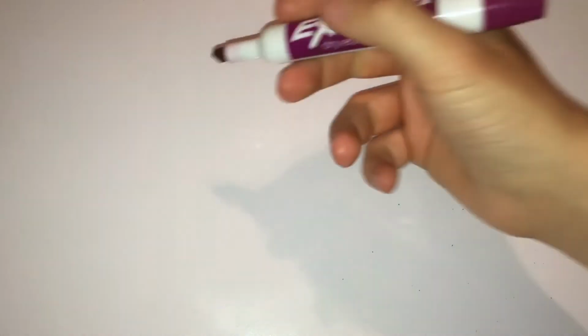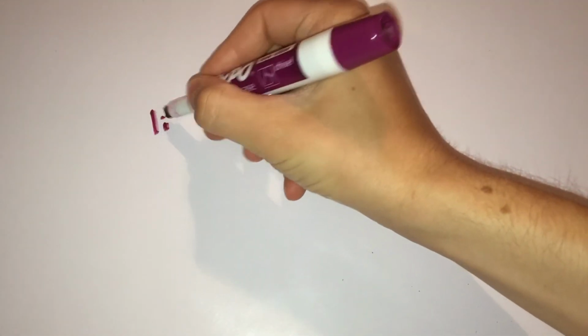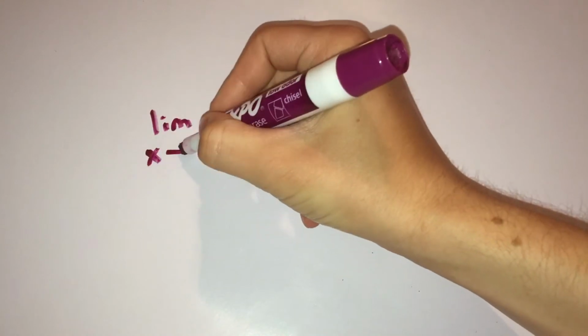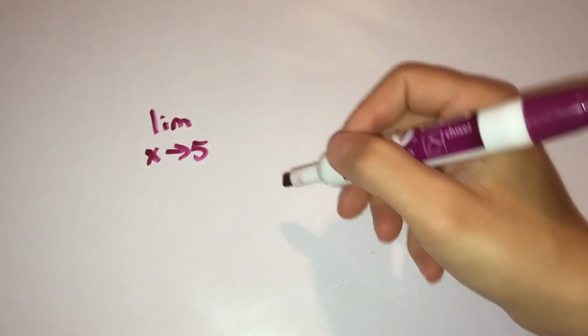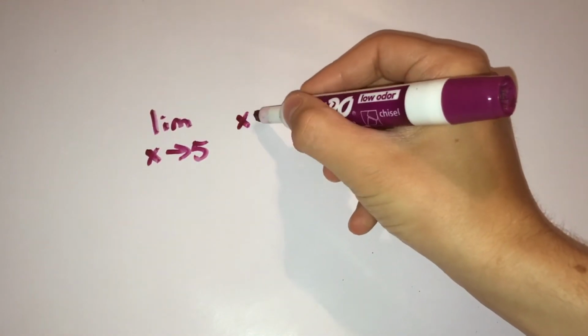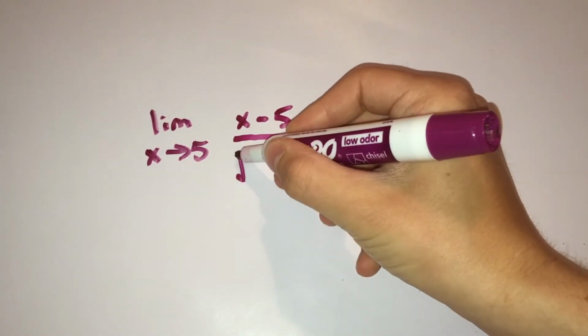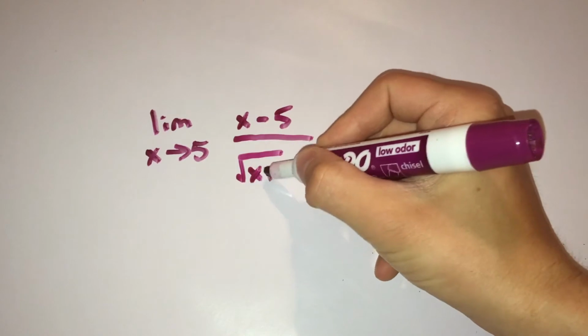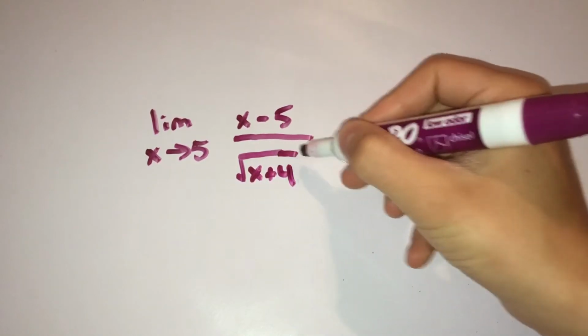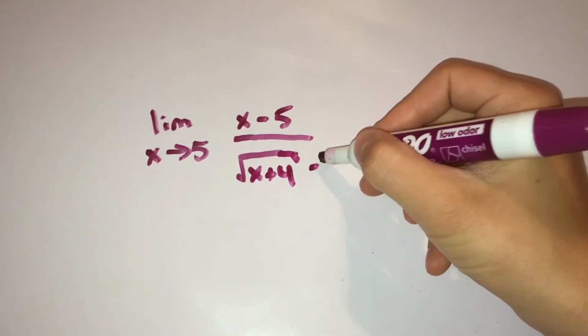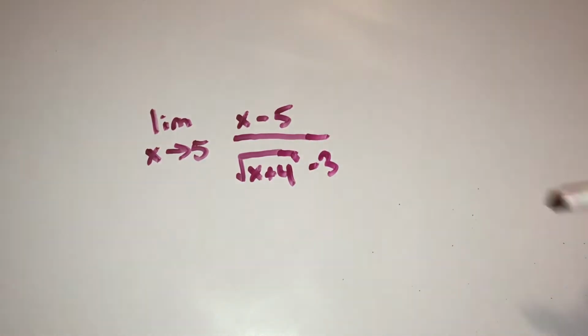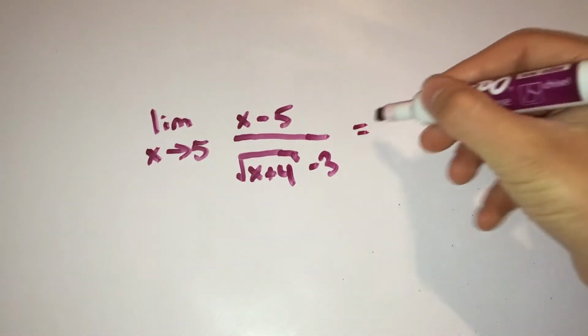Now while keeping this in mind, we're actually going to move on to our problem. So we'll have limit as x approaches 5 of x minus 5 divided by the square root of x plus 4 minus 3. Now the first thing we should try here is just plugging in 5 for all the x's.